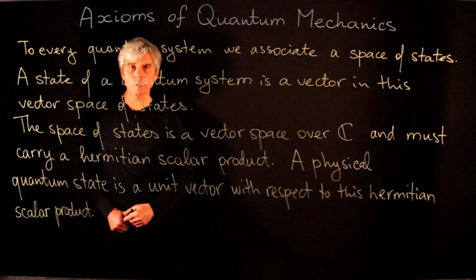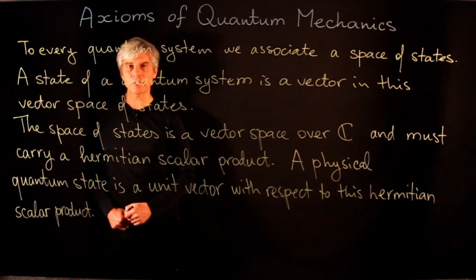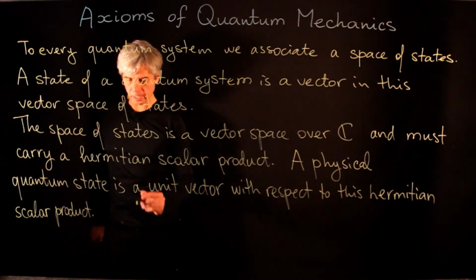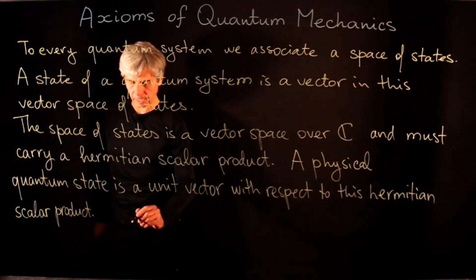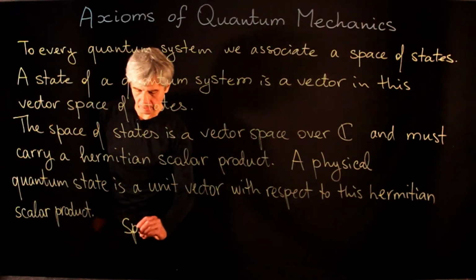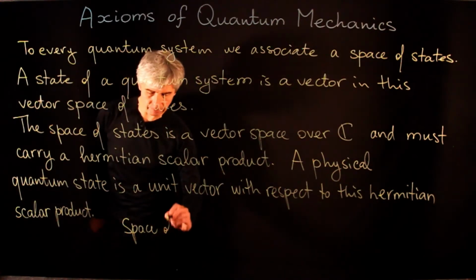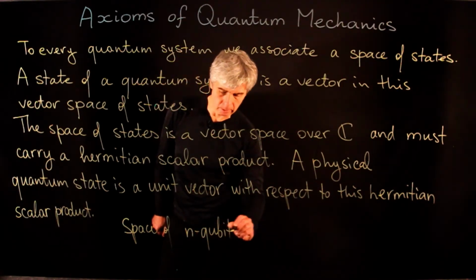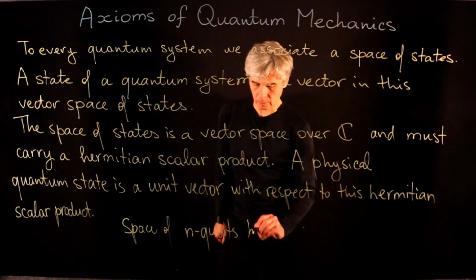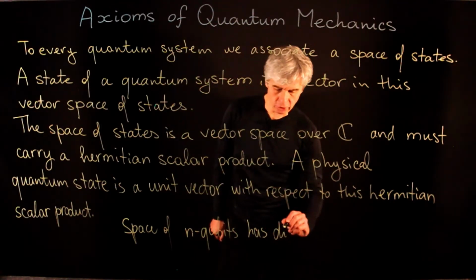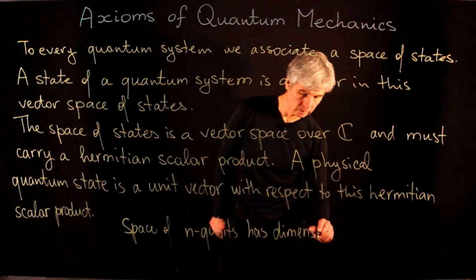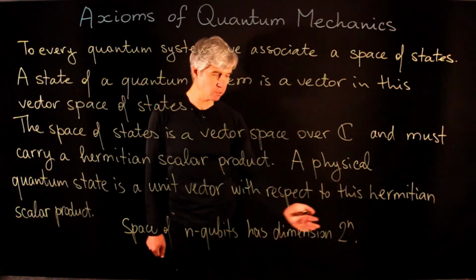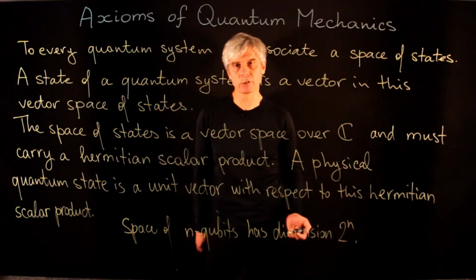The space of quantum states could be either finite dimensional or infinite dimensional. And in this course, our standard space of states will be the space of n qubits, and this space will have dimension 2 to the power n. So it's a complex vector space of this very high dimension.